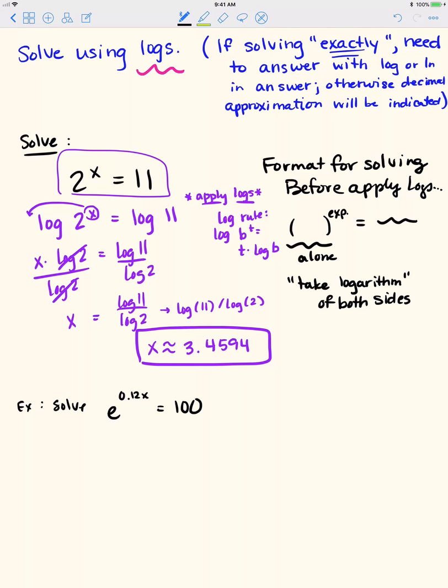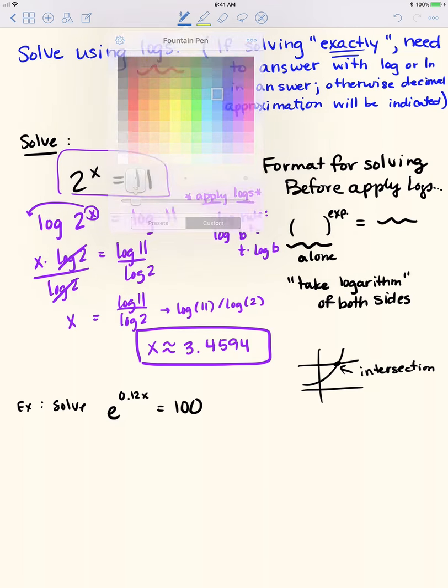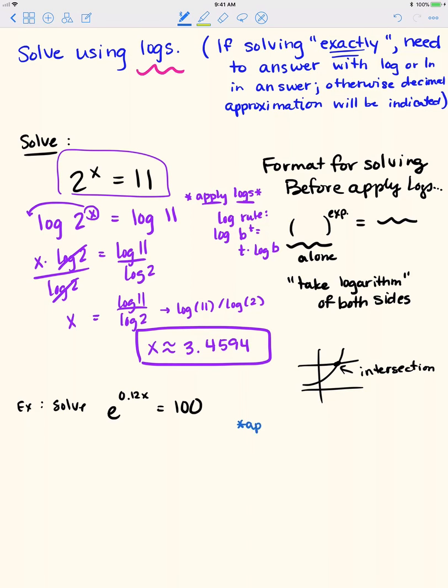And again, before when we did these, we just graphed them and found out where they intersected. That's a graphical way to find the answer. But applying logarithms is an algebraic way to find those. Because our base is e, I'm going to apply the natural log to both pieces, because if I do the natural log of e, it'll cancel to 1. So if I do the natural log of e to the 0.12x equals the natural log of 100, again, you have to apply that natural log to both sides of the equation.